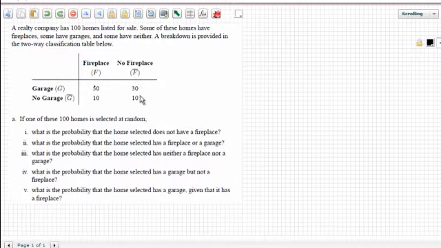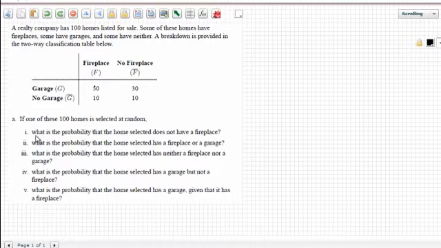And for example, if we look at the 10 over here, you match the column with the row. So this is the no garage row intersecting with the no fireplace column, and that gives us 10. So that means that out of those 100 houses, there are 10 houses which have no fireplaces and no garages.